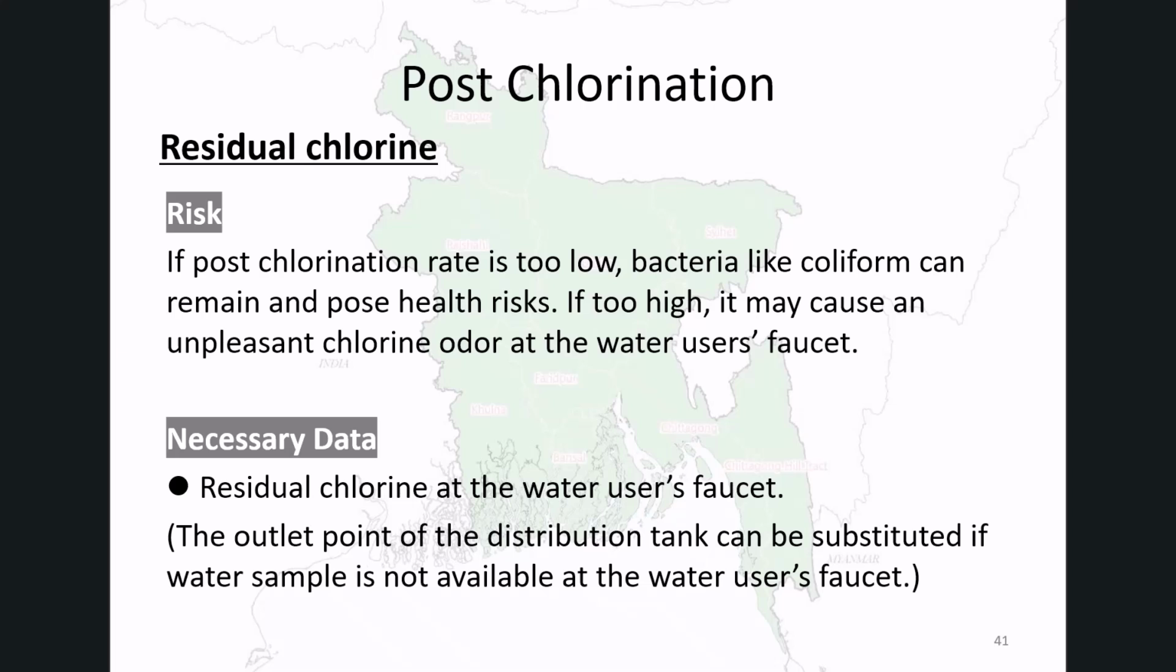The necessary data for the diagnosis is residual chlorine measured at the user's faucet. This is the true indicator of whether chlorination is effective throughout the distribution system. If sampling at the user's faucet is not possible, the outlet of the distribution tank can be used as a substitute sampling point. This approach ensures that evaluation is based on the actual water reaching consumers, not only the water inside the plant.